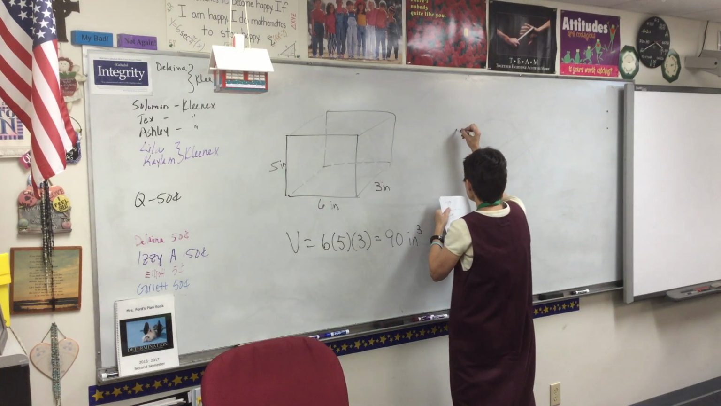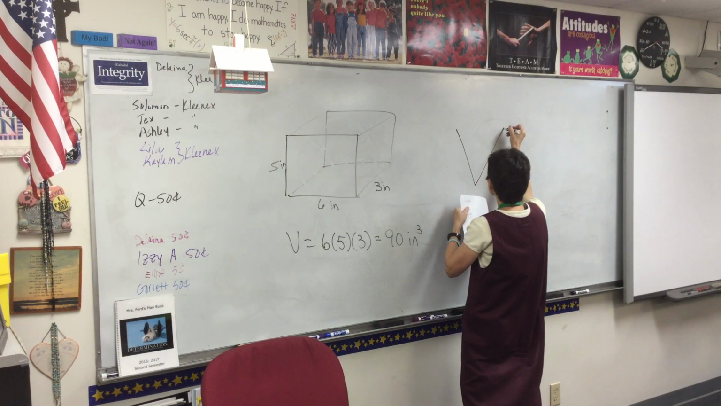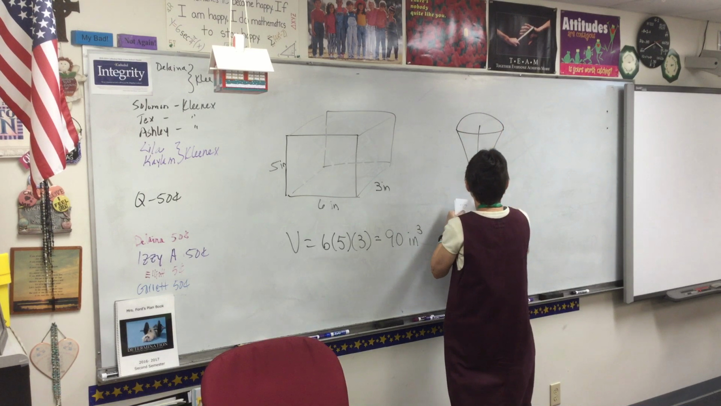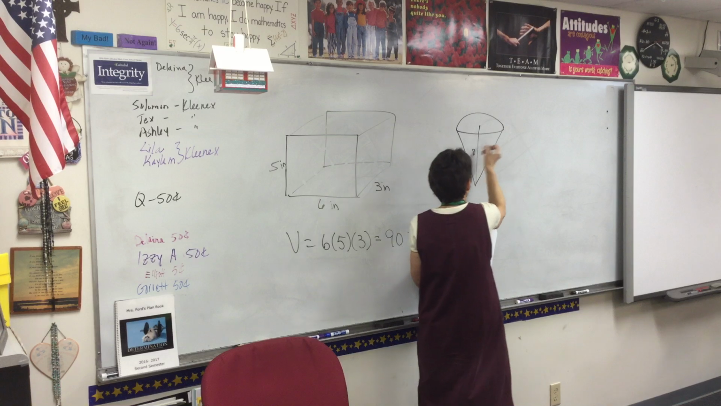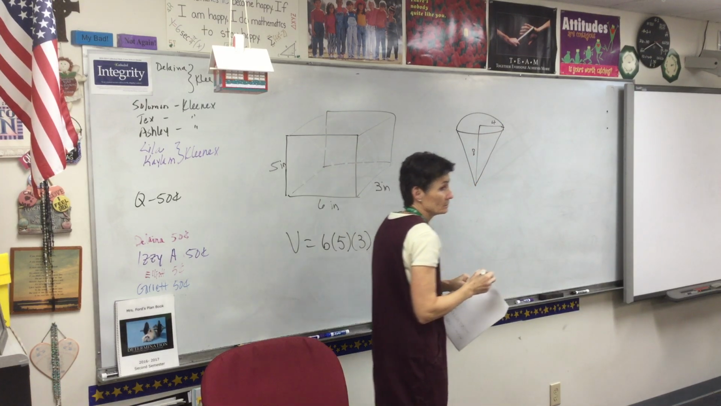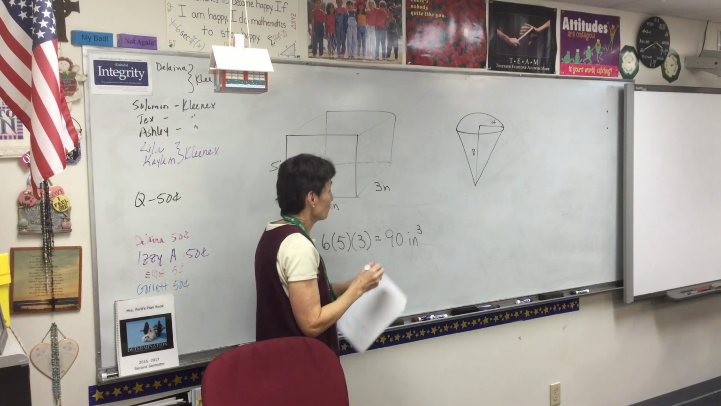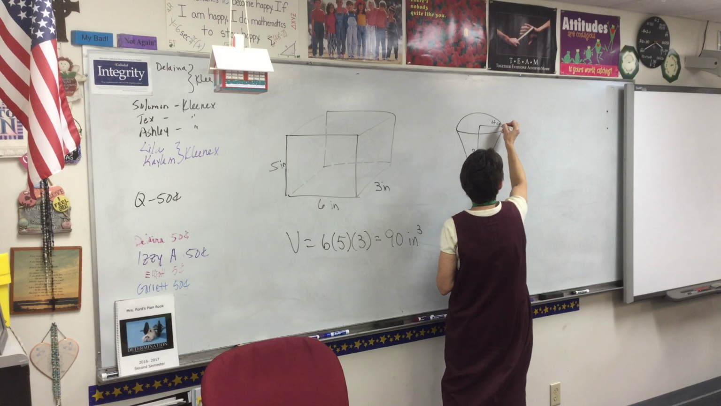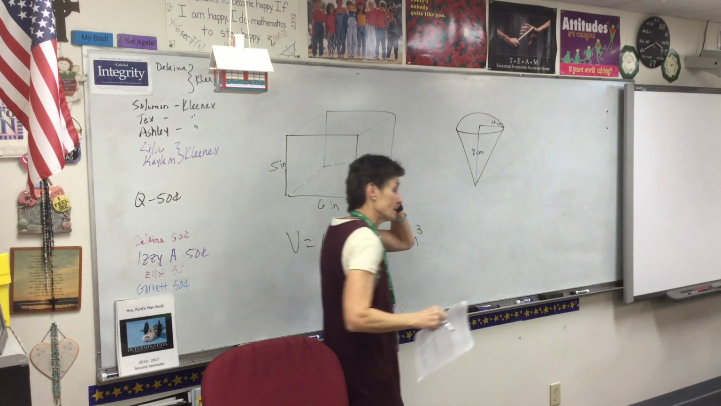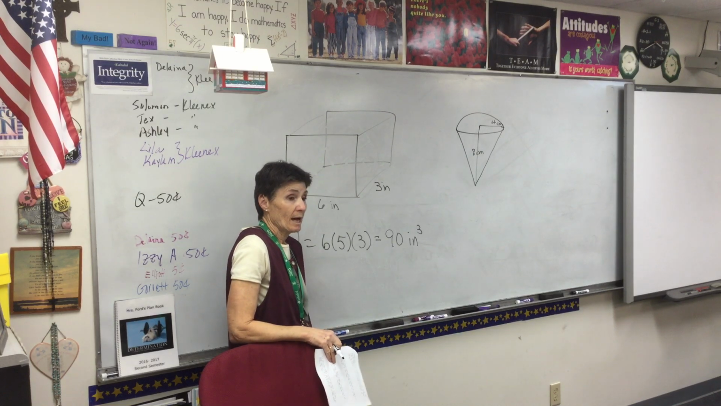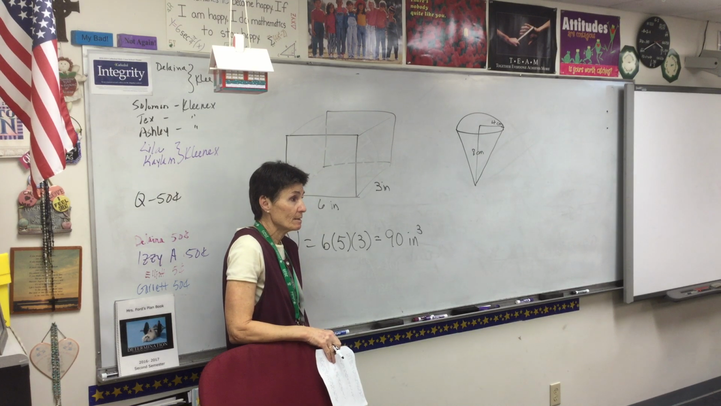Now, let's look at B. What is B? What shape is this? This is a cone. And we want to know the volume of the cone. I'm going to go ahead and put units on here. I'm making these up, but go ahead and add those. The volume of a cone. How do we find the volume of a cone?